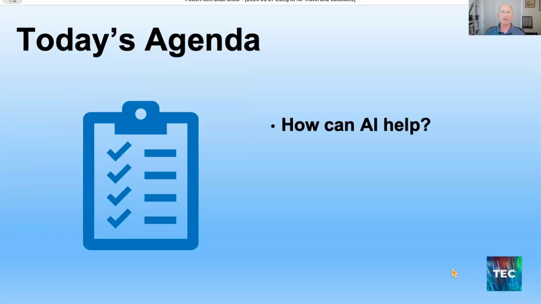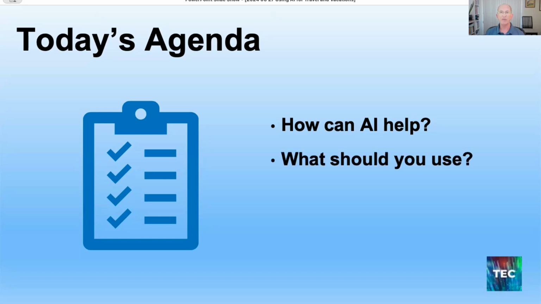Today's agenda is how can AI help you with vacation and travel planning? Some ideas that I have, and other people may have some other suggestions, but we'll try some experiments out, see what we can get AI to do for us. What AI should you use?